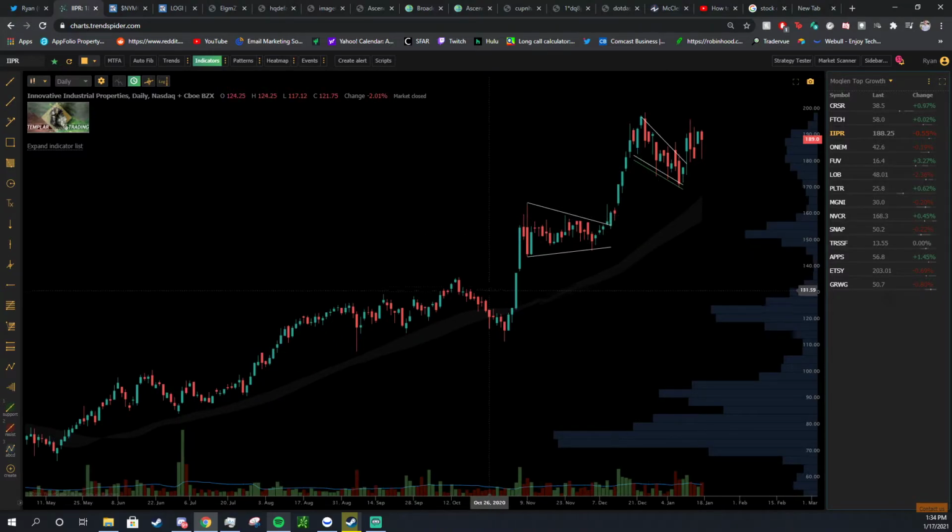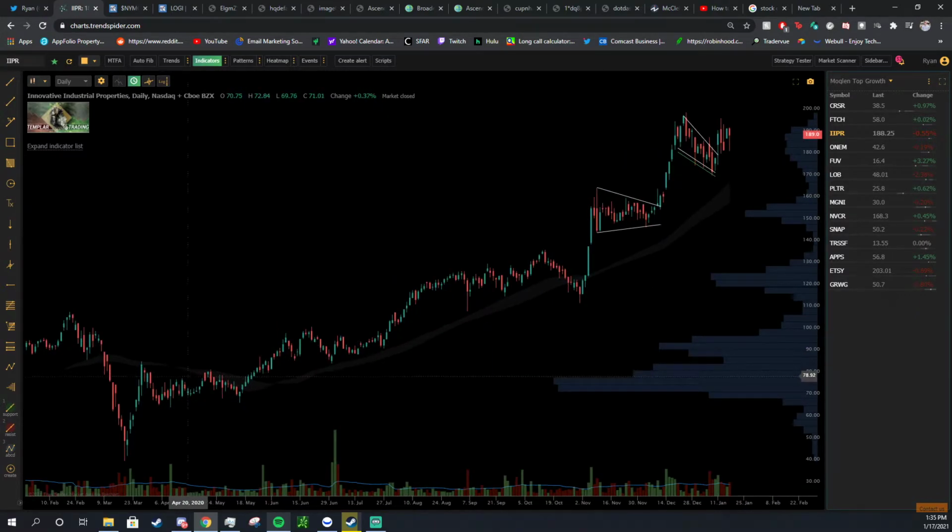IIPR, once again, power earnings gapper. You can see we respected the consolidation right after the gap up, then just continued onward. This one has a lot of respect for the 50/65 MAs too, not nearly as much as Fiverr or SE, but still pretty damn good.